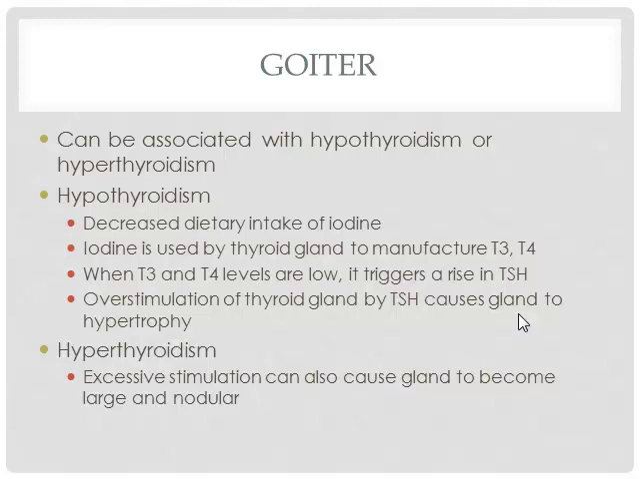So in goiter with hypothyroidism, there's not enough dietary intake of iodine. Iodine is used by the thyroid gland to manufacture T3 and T4, which we've said before. And when T3 and T4 levels are low, it's going to trigger a rise in the thyroid stimulating hormone. This overstimulation of the thyroid gland by the thyroid stimulating hormone causes the gland to hypertrophy. And that's why we see that picture of the lady with the enlarged thyroid gland. In hyperthyroidism, there's excessive stimulation, and that can cause the gland to become large and nodular also.